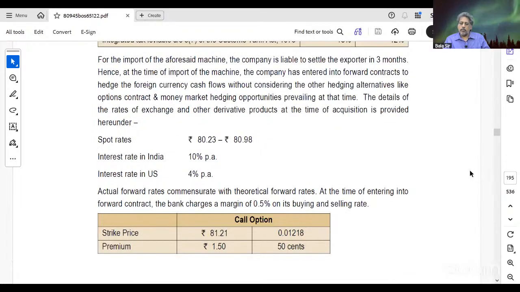Now we shall go ahead and take on the solution. So have these numbers in mind. Okay, what are the numbers? What are the spot rates, sir? 80.23 hyphen 80.98. Read that way. And then next, interest rate in India 10% per annum and US? 4% per annum. Very good. And then call option contract? Strike price 81.21. And then? Premium rupees 1.